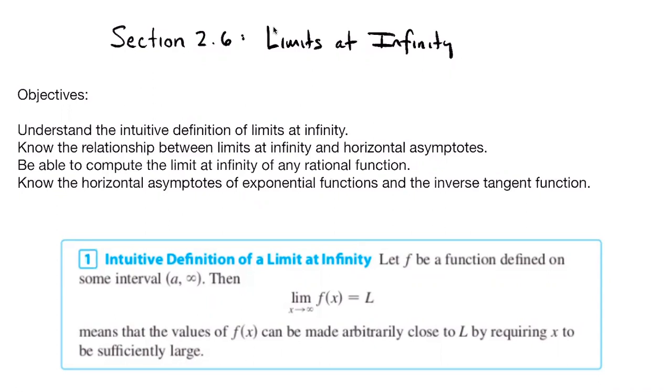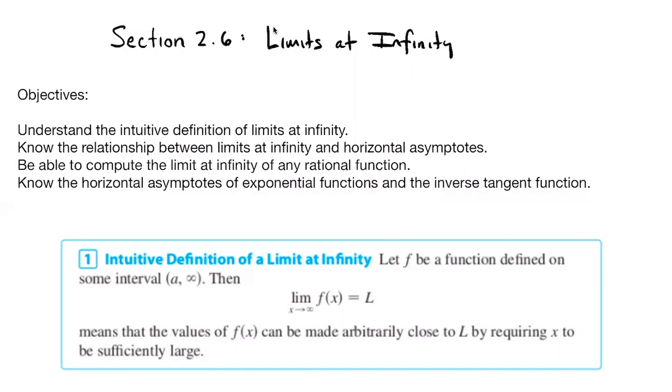So you can see the objectives there. I want to tell you what the intuitive definition of a limit at infinity is. I want to relate it to a notion probably familiar to you from pre-calculus, horizontal asymptotes. I want to be able to compute the limit at infinity of any rational function, that is any ratio of two polynomials. And then I want to look at some special cases about exponential functions and the inverse tangent function, some facts that I just want you to know.